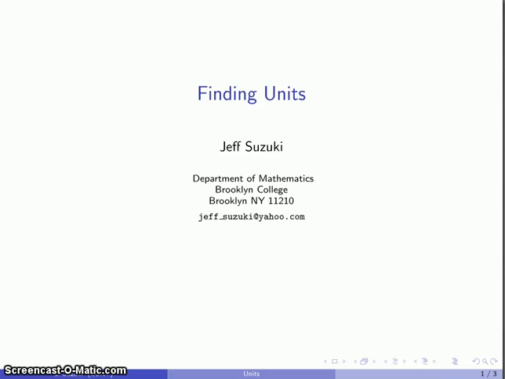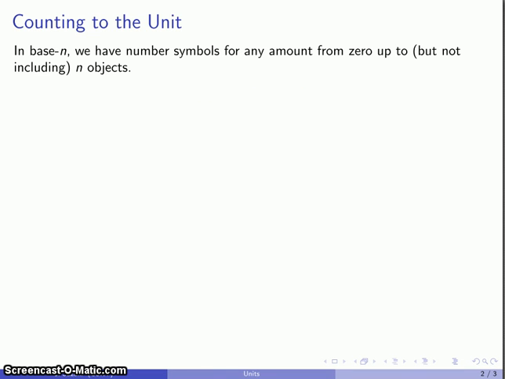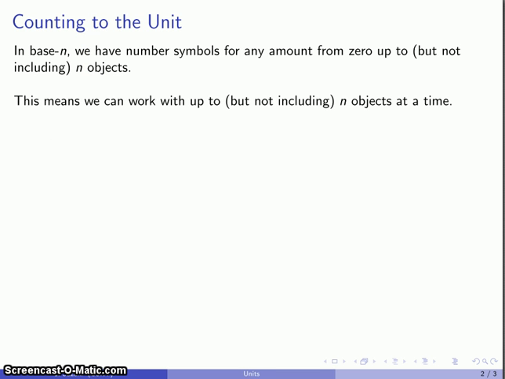Alright, so let's take a closer look at finding units. In general, if I'm working in base n, I can have number symbols for any amount from 0 up to, but not including, n objects. So this also means that I can express numbers with up to, but again, not including, n objects at a time. But what happens if you have more than this number?